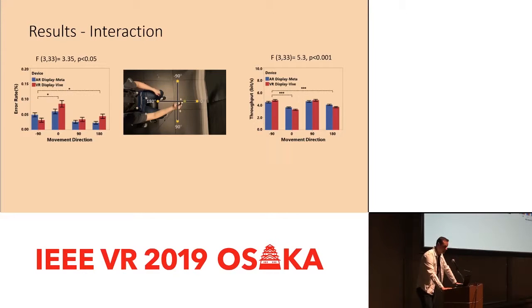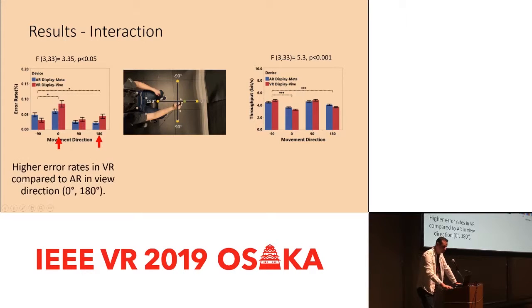Other results for the interaction. If you look at the left, we have the error rate results. This blue column shows our AR results, and the red column is our VR results. If you look at the 0 and 100-degree movement, this is going further away from the user or getting closer to the user, you can see that the subjects made more errors with the VR headsets.